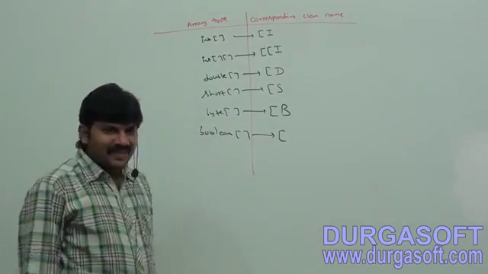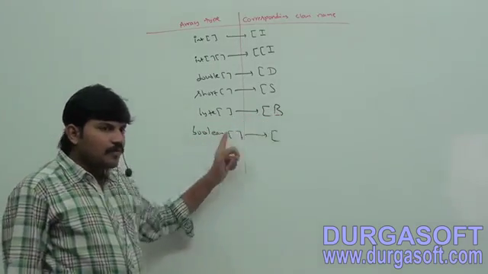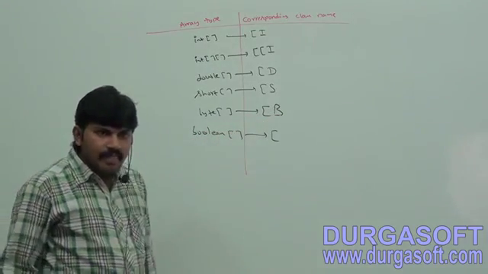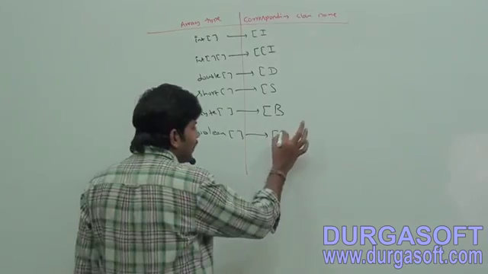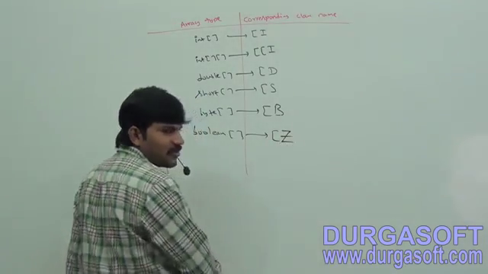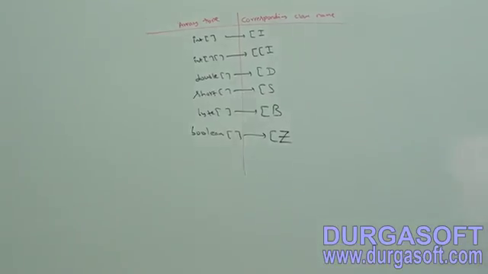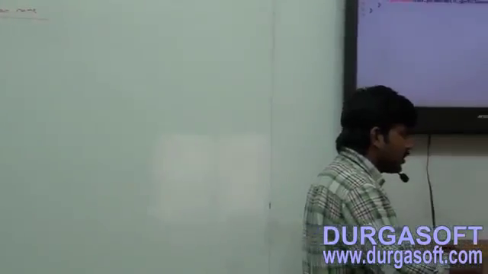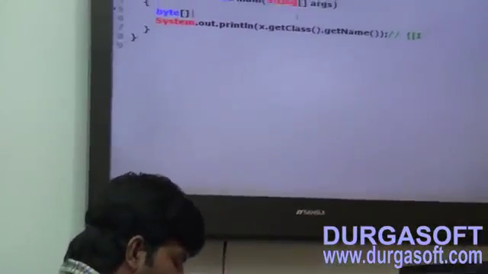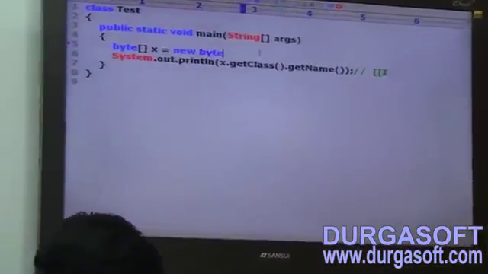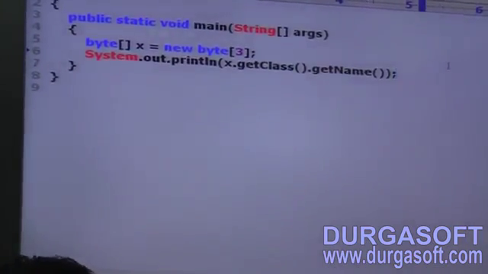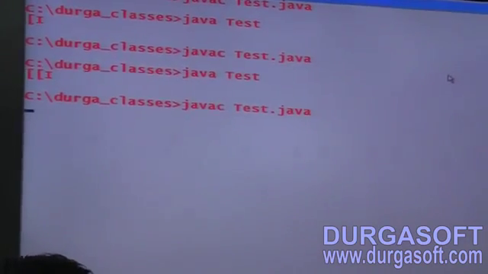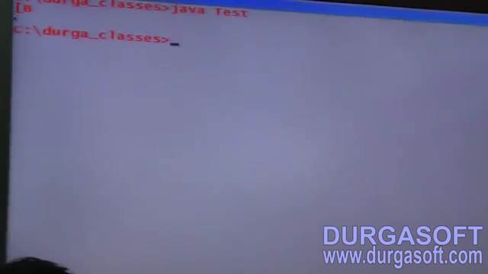Byte array means square bracket B. Boolean array means square bracket Z. Let me show. Here, I am taking a byte array: x is equal to new byte[3], and SOP of x.getClass().getName(). Now see, this is a byte array. The code compiles fine. What is the answer? Square bracket B.